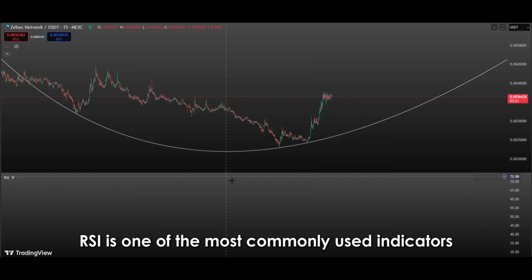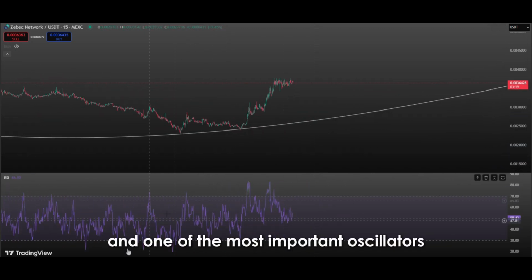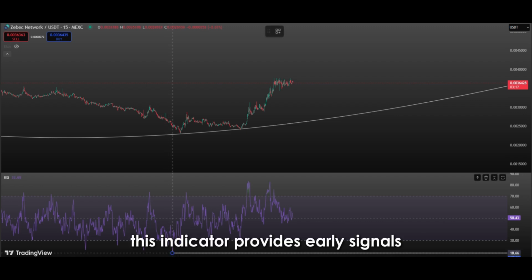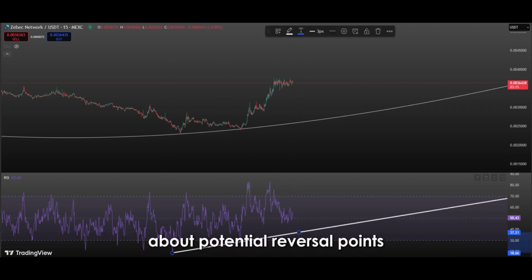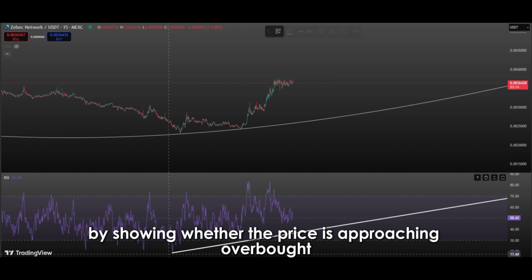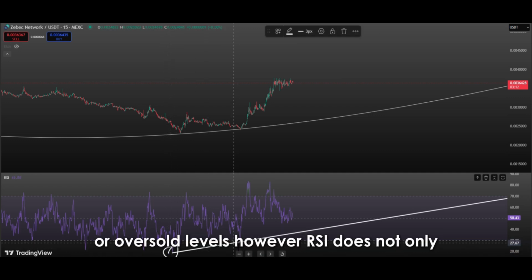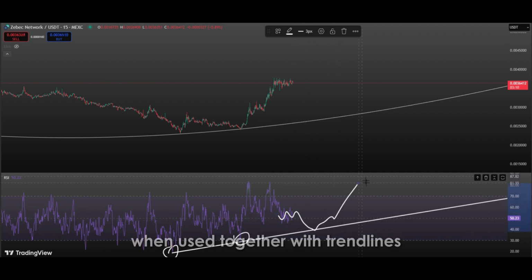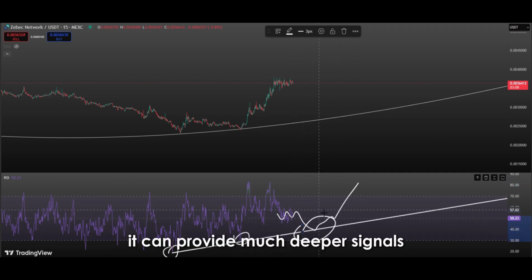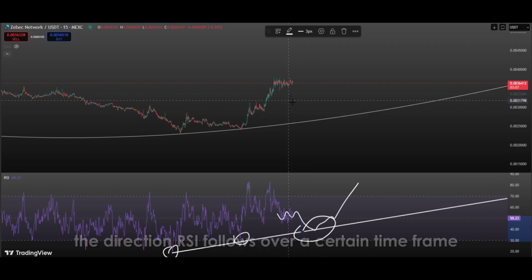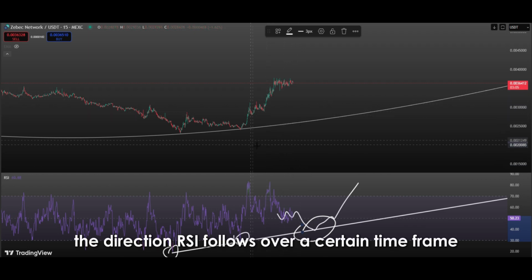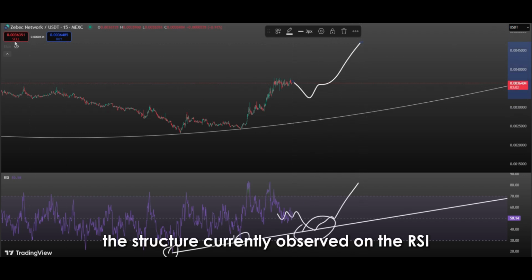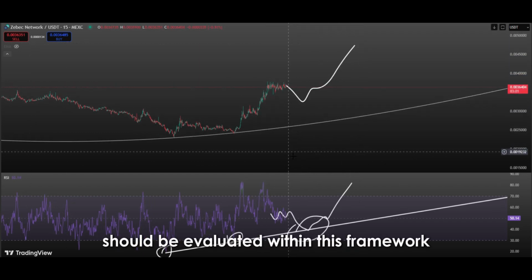RSI is one of the most commonly used indicators in the market and one of the most important oscillators that investors use to measure momentum. This indicator provides early signals about potential reversal points by showing whether the price is approaching overbought or oversold levels. However, RSI does not only operate at the 70 and 30 boundaries. When used together with trend lines, it can provide much deeper signals. Especially the direction RSI follows over a certain time frame carries significant meaning in terms of technical analysis. The structure currently observed on the RSI should be evaluated within this framework.